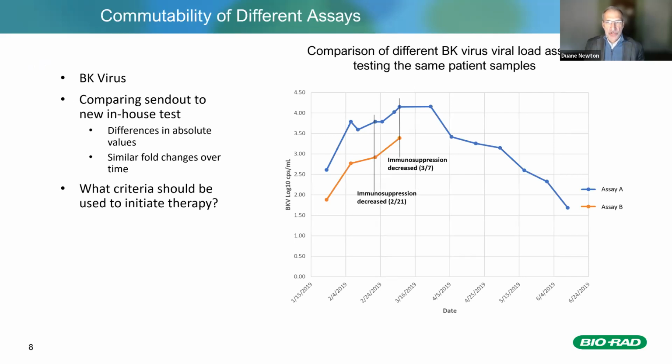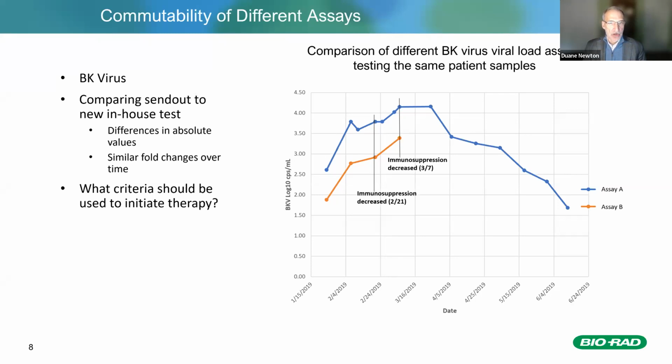To illustrate how these two approaches, the relative change and the threshold approach, can differ clinically, I'm going to share with you an example of an assessment that was performed while I was at Michigan Medicine, where we were trying to determine the comparability or commutability of two different BK virus viral load assays. So the lines that you're seeing here are values from the same patient, but tested on two different assays, assay A and assay B. So assay A was an assay where the samples were sent to a reference lab, but were split and tested by the assay that we were performing in-house.